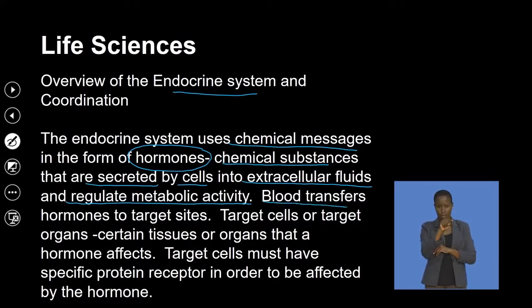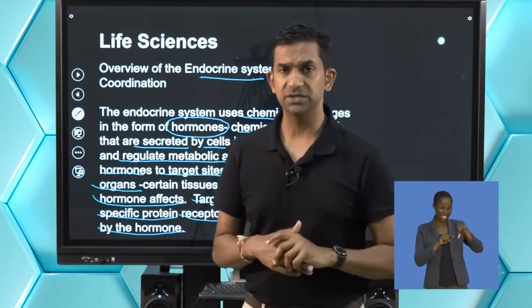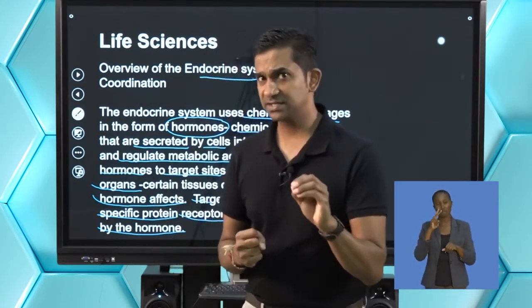Blood transfers hormones to the target cells at a much slower rate. The target cells or target organs will respond to the hormones that are being produced. The target cells must have a specific protein receptor in order to be affected by the hormones. We're going to pause and differentiate between the two in a bit, but let's try and understand what happens.